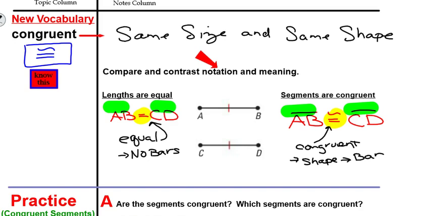The lengths are equal. From here to here, I can say measures 5. That means from C to D, I could say that must also be 5 because they are exactly congruent, the same size and the same shape. If I took segment C and I wanted to compare it to AB, notice that they are the exact same size and same shape.